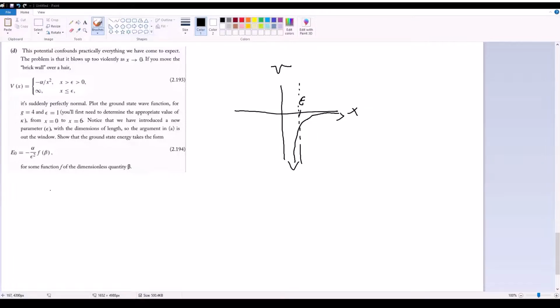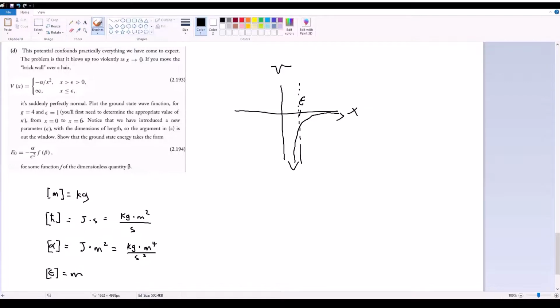So let's write out all of our variables again. We have mass, which has units of kilograms. We have the reduced Planck constant, which is joule seconds, which is therefore kilograms times meters squared divided by seconds. And then we have alpha, which we defined earlier to equal joules times meters, which is going to give us kilograms times meters to the fourth divided by seconds squared. And then we have our new unit of epsilon, which has units of meters.